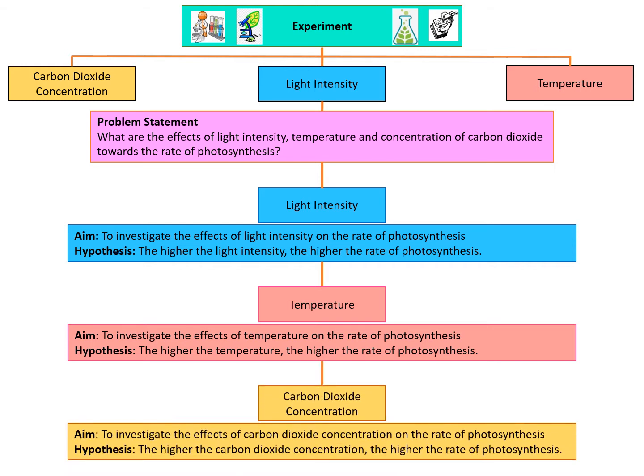Carbon dioxide concentration. The aim is to investigate the effect of carbon dioxide concentration on the rate of photosynthesis. The hypothesis is the higher the carbon dioxide concentration, the higher the rate of photosynthesis.